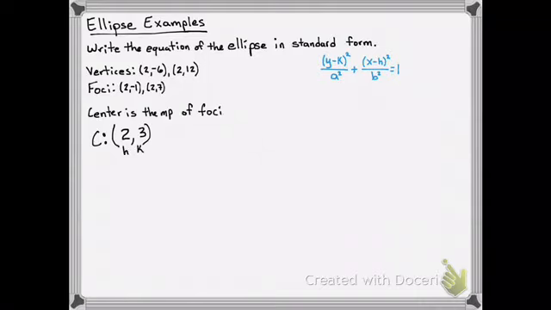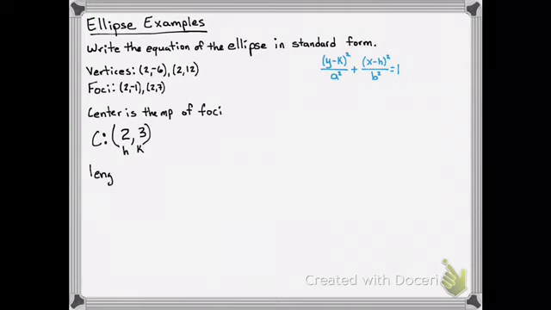I'm already halfway done with this problem because I needed 4 letters, h, k, a, and b, and I've got 2 of them. Next, I'm going to figure out a. A is half of the length of the major axis, so I just have to figure out how long the major axis is. Well, the major axis is just going to be the distance between the vertices. Let's get that down in there.